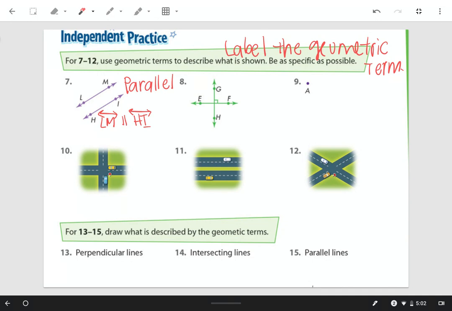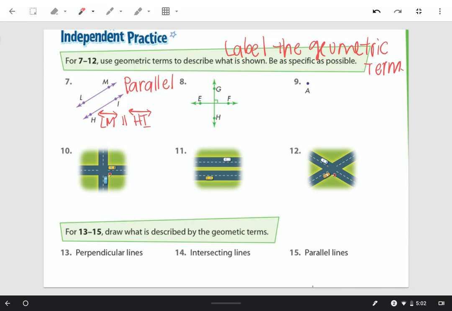One way that helps me remember what parallel means: see this label here? The word parallel has 2 L's in it. So parallel has 2 L's that are parallel to each other. So that helps us remember what parallel means. Okay. All right, so let's look at number 8.